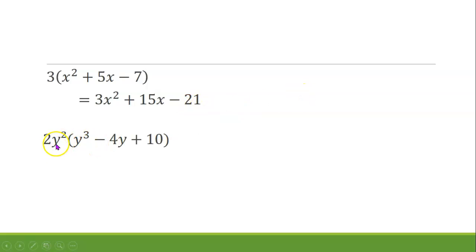Another example, 2y squared times the expression y to the third power minus 4y plus 10. When you multiply it out, you get 2y to the fifth power minus 8y to the third power plus 20y squared. Now notice where this y to the fifth power came from.